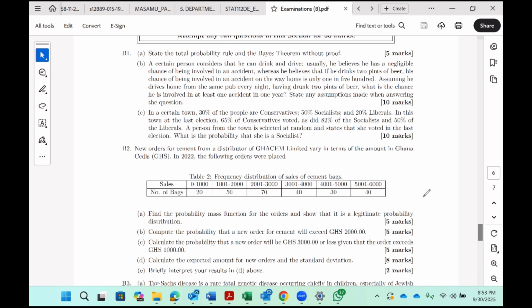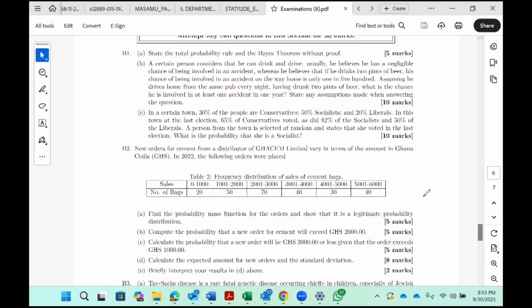So here, you have to first look at what your probability is and what your events are, the number of events. A certain person believes that the probability of getting an accident when he drinks is very small. He believes that if he drinks 2 pints of beer, his chance of being involved in an accident on the way home is only 1 in 500.